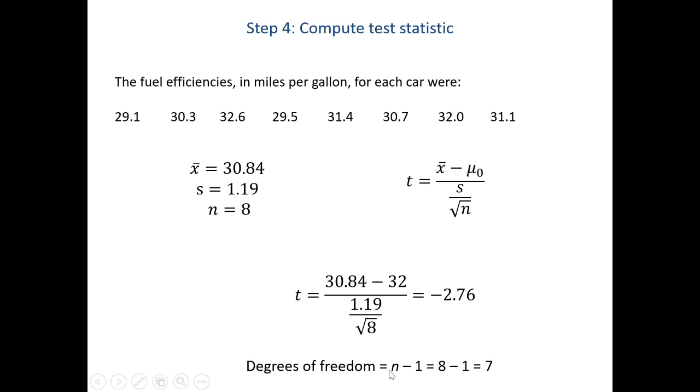All right, with the t distribution, we have this funny thing called degrees of freedom. No time in this video. We'll talk more about this in Stat 2, but just be aware that for this test, our degrees of freedom is going to be the sample size minus 1. So 8 cars minus 1 leaves 7 degrees of freedom.